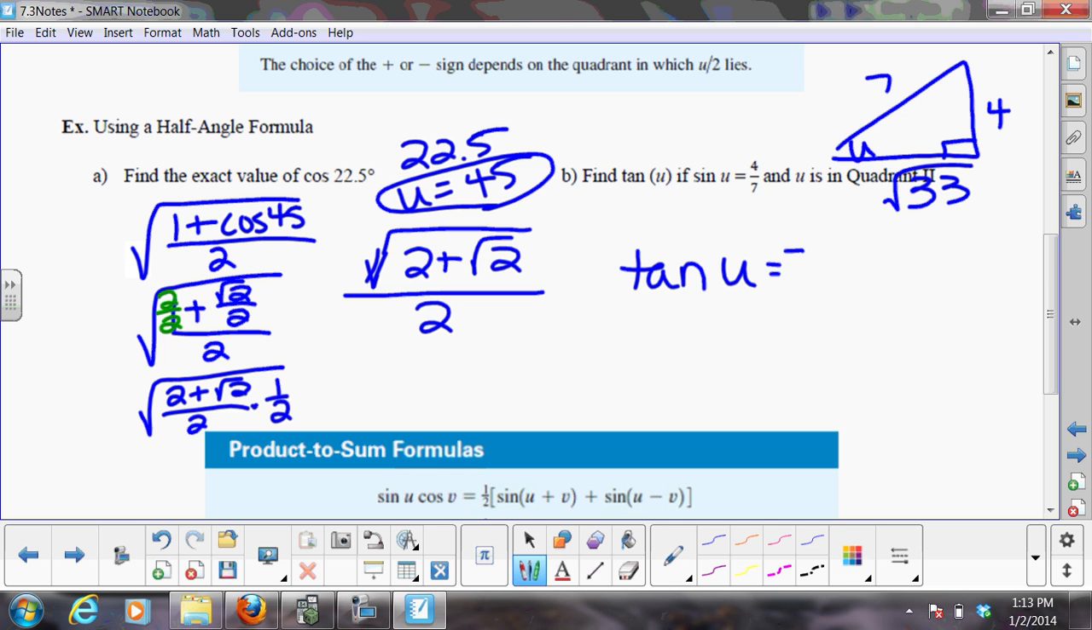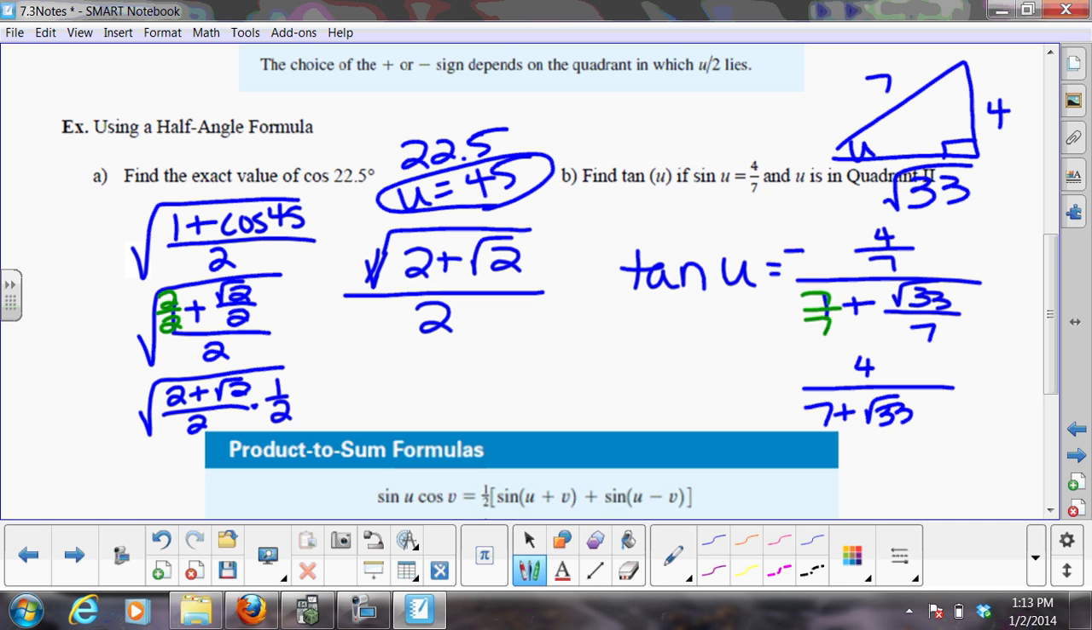We'll use sine u over 1 plus cosine u. So sine u is 4/7 on top. And on the bottom would be 1 plus radical 33 over 7. Are we good? So this changes to 7 over 7. I feel like there's an easier way to do this, but that's okay. The 7's all in the denominator, which means they go away. So we're left with really 4 over 7 plus radical 33.